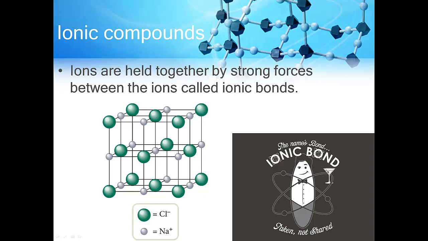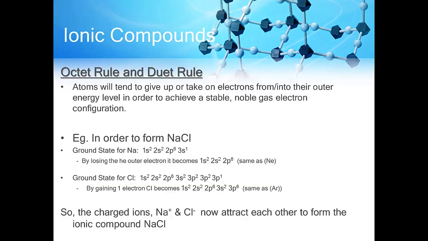So there's ionic bond, taken, not shared. The electrons are not shared in an ionic bond. An electron is actually transferred, in this case, from the sodium to the chlorine, causing the sodium to lose an electron. It gets a positive charge. The chlorine gains an electron. It's got a negative charge. And then because one's got a positive charge and the other one's got a negative charge, they're attracted to each other. So they form this lattice, and that's all there is to it.